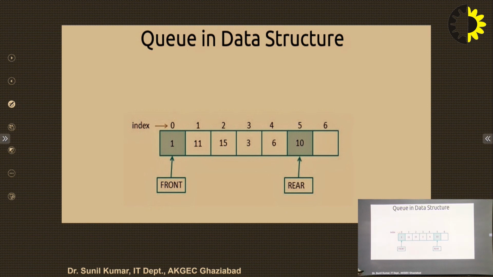It can be understood in a better way with the help of this example also. In this case, we have an array of size 7. How to find out the size? Upper bound minus lower bound plus 1. That is, it is of size 7. And this array contains a total of 6 elements. First one is 1, second one is 11, 15 and so on. And we are starting the index from 0 to 6. We use two ends, that is front and rear. Front indicates the position of the front element and rear indicates the position of the last element.